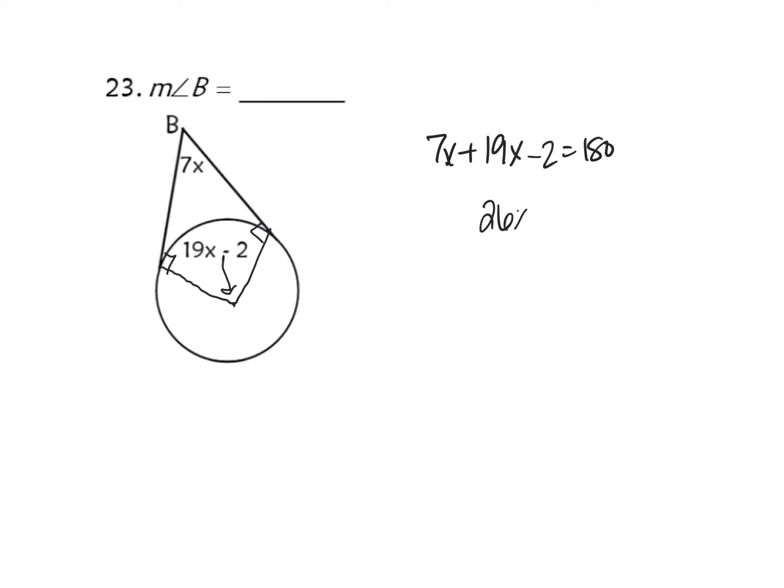So it's 26x minus 2 equals 180. Add 2 to both sides, I get 182. Divide by 26, and I get 7. I want to find the measure of angle B. So I need to take 7 times 7, which is 49.